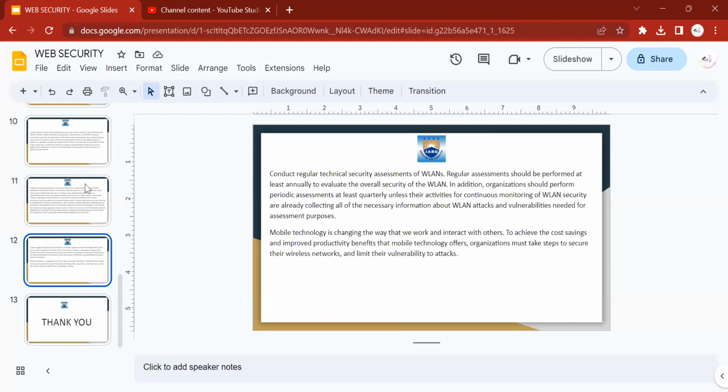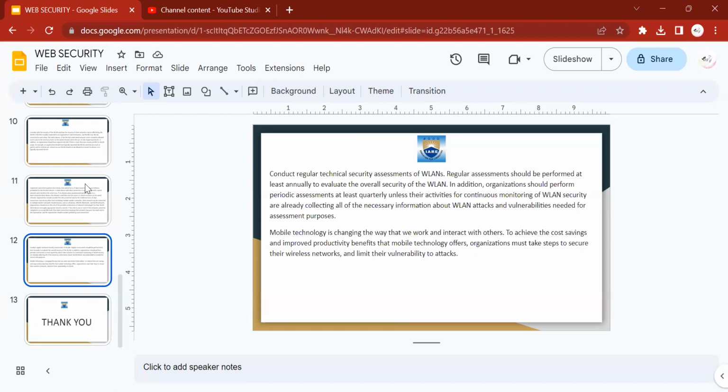Conduct regular technical security assessments of wireless local area networks. Regular assessments should be performed at least annually to evaluate the overall security of wireless local area networks. In addition, organizations should perform periodic assessments at least quarterly unless their activities for continuous monitoring of wireless local area network security have already collected all of the necessary information about wireless local area networks and vulnerabilities needed for assessment purposes.